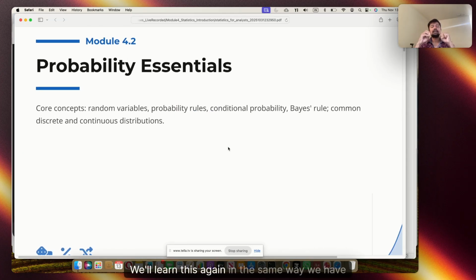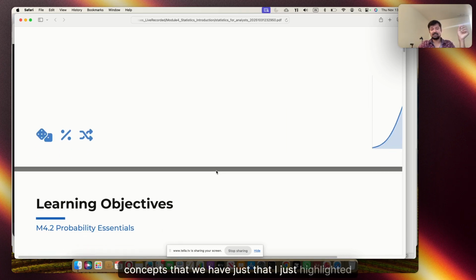We'll learn this in the same way we have learned the descriptive statistics. There are some core concepts that we'll learn, like random rules, then conditional probability, then Bayes rules, then common discrete and continuous distributions. These are all the core concepts. If you learn these, then the probability that you need for your analytics is more than enough. You don't need to get mastery, you don't need to be a professor of probability. You just need to learn basic and simple rules, the core concepts that I just highlighted here.